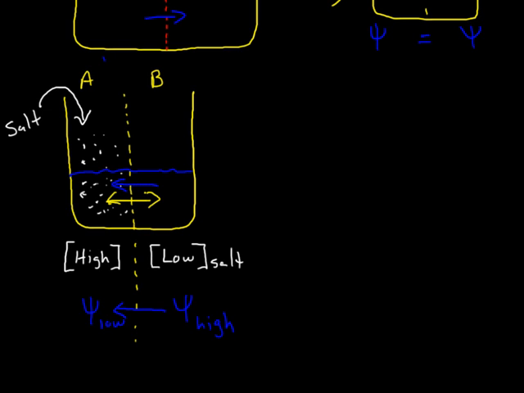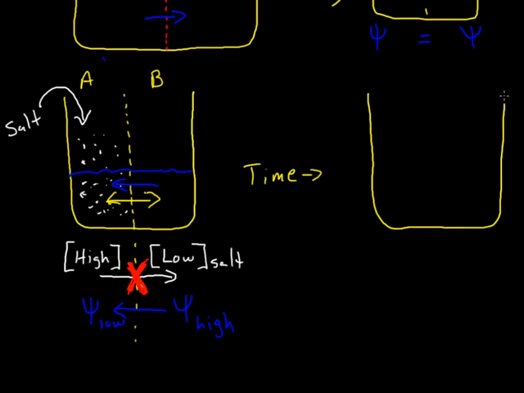Now, what about the salt? Well, the salt wants to move from high to low, but because it's got this semi-permeable membrane preventing it from doing so, that will not happen. And so over time, here's what happens.